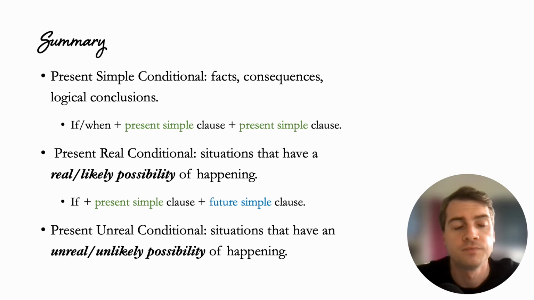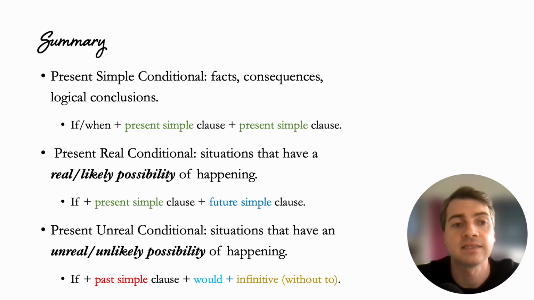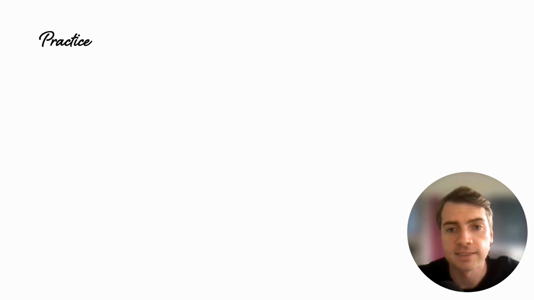All right. Then we have the present unreal conditional. That's for situations that have an unreal or unlikely possibility of happening. Okay. And then the structure for that one was if plus past simple clause plus would plus the infinitive without to.